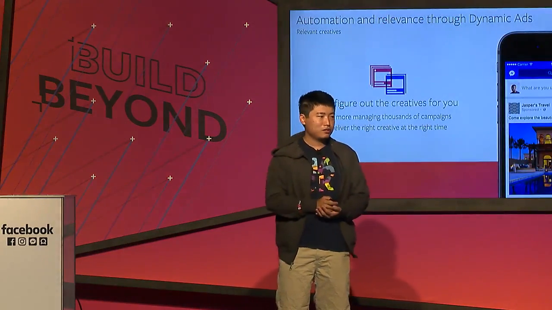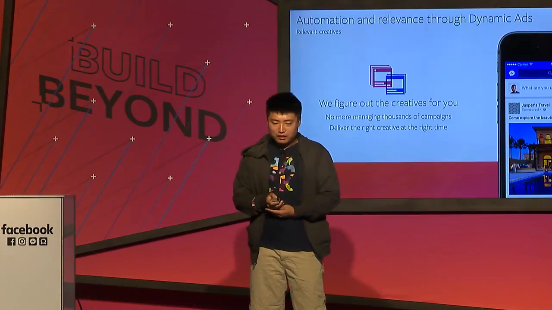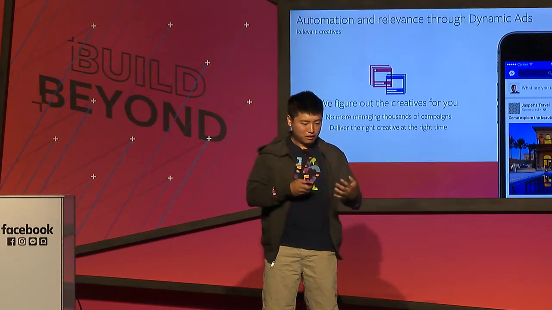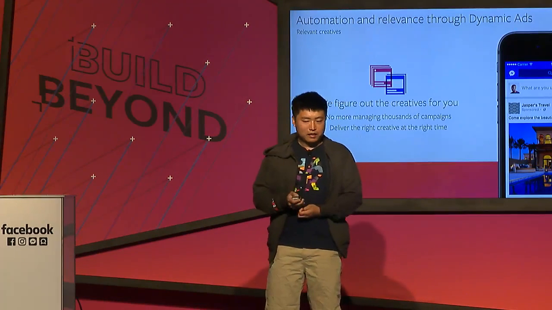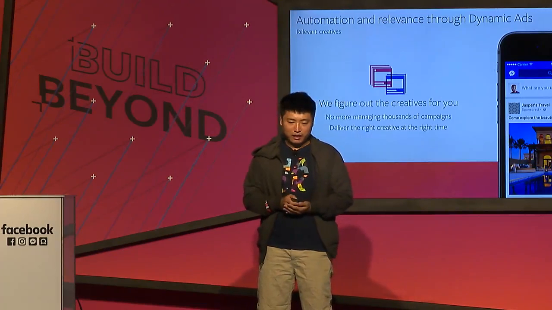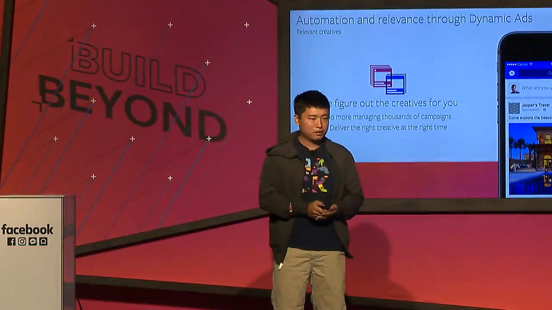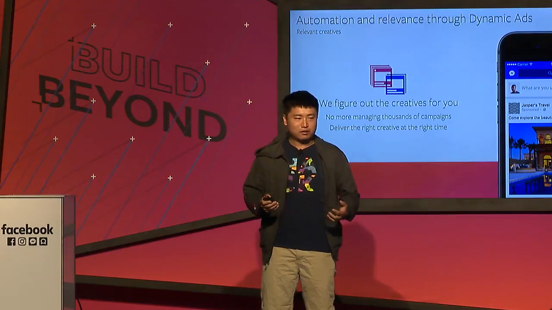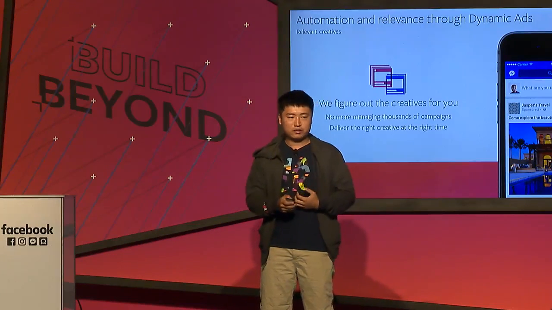So why should you use Dynamic Ads for broad audiences? Dynamic Ads automatically figures out the most relevant creatives for your customers, so you don't have to manage thousands of campaigns. Dynamic Ads will leverage Facebook strengths and machine learning and data to deliver the right creative at the right time, even if that user has never seen your business before or transacted with you. This is a key point. We use signals on and off Facebook in order to generate the best recommendations, even if that user doesn't already have a relationship with your business.